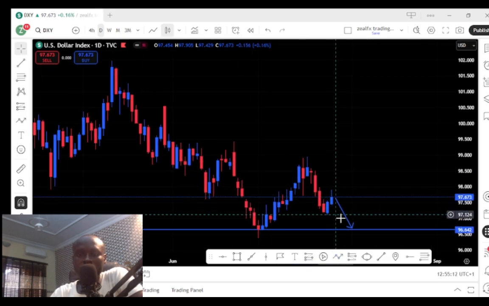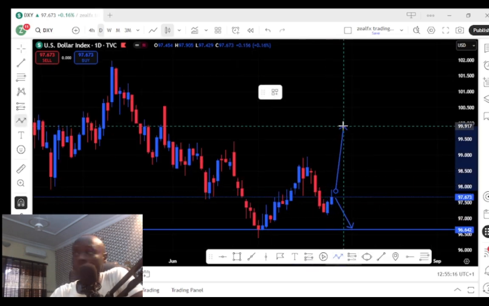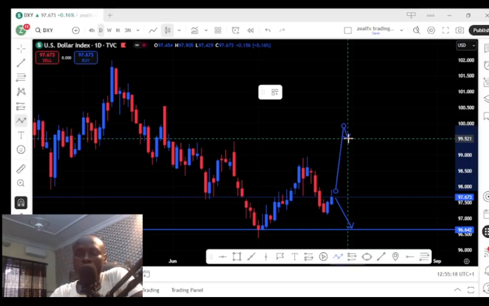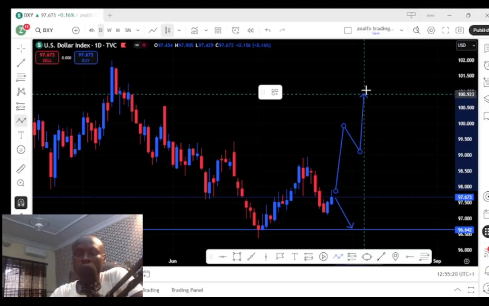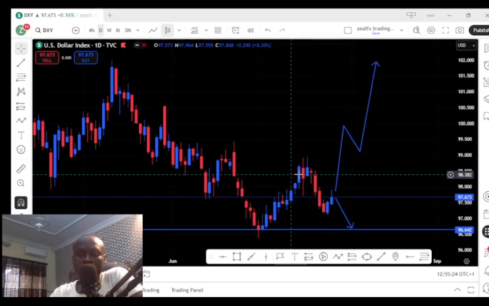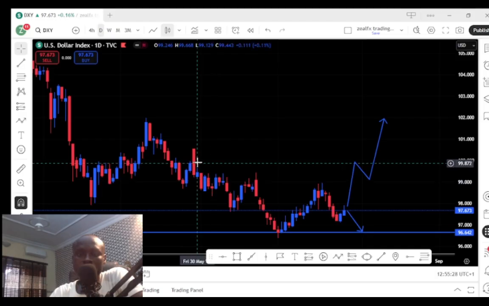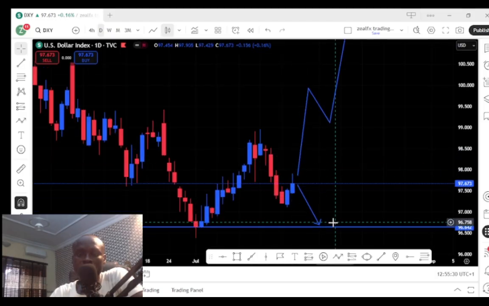Then for our buying scenario, we'll be looking for price above this area. Then we wait for a test and look out for buying opportunity. Why we pick our sell scenario this week is because we still have a downtrend structure on the DXY. So we expect price to hit this weekly support level before we see any further movement of price for the DXY.